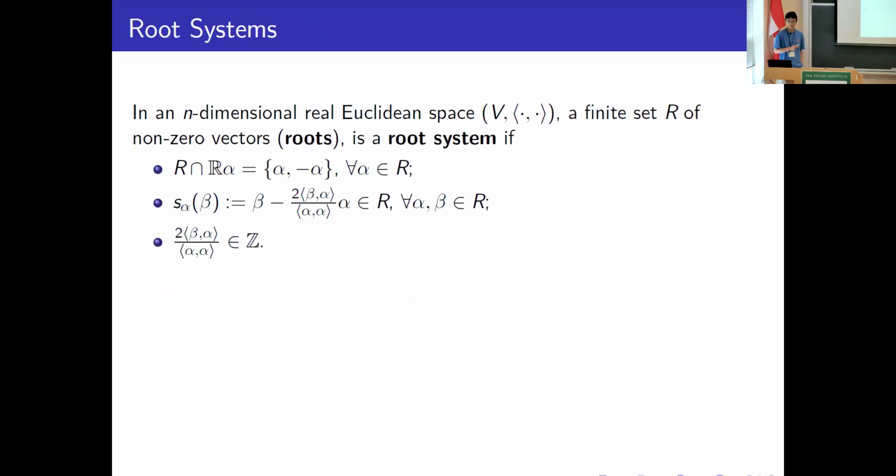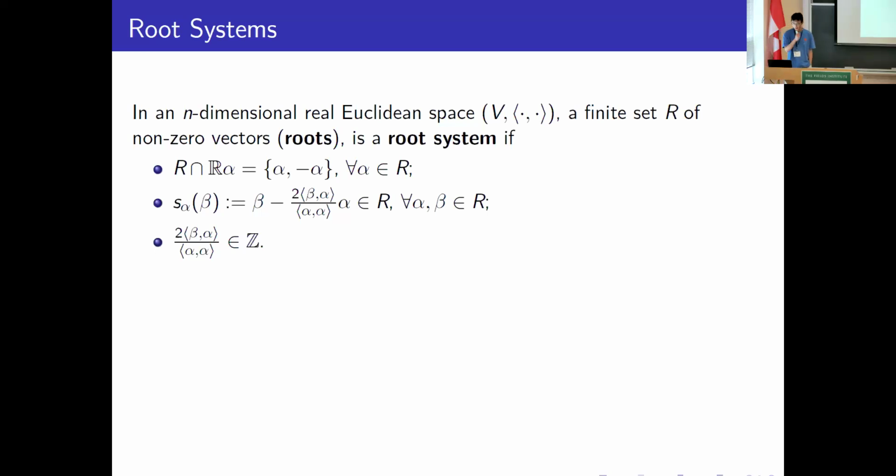Third part. And what is a root system? A root system is just, in an n-dimensional real Euclidean space V, a finite set R of non-zero vectors that satisfies the following 3 conditions. 1, if alpha is a root, then its negative is also a root, and only those 2 multiples are roots.